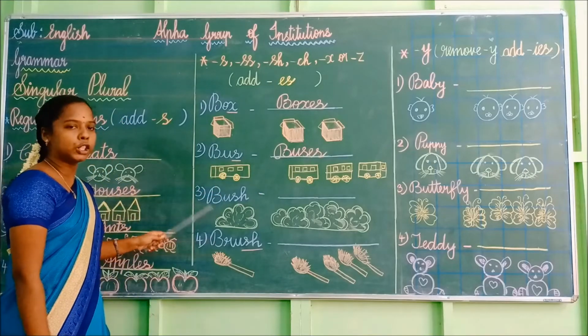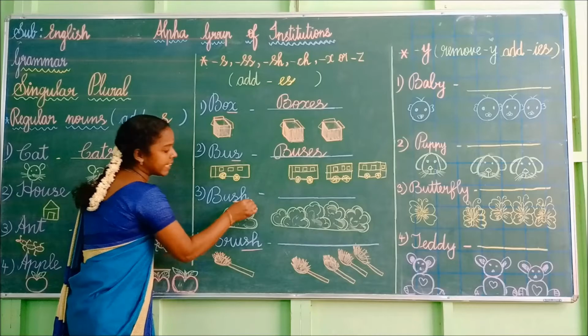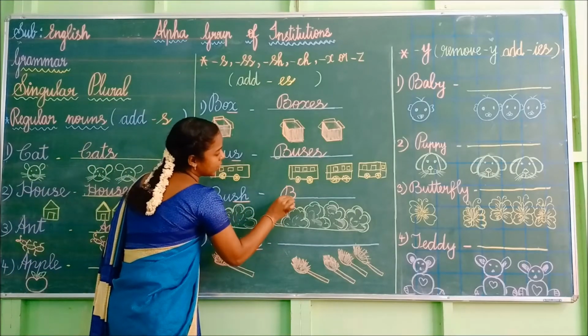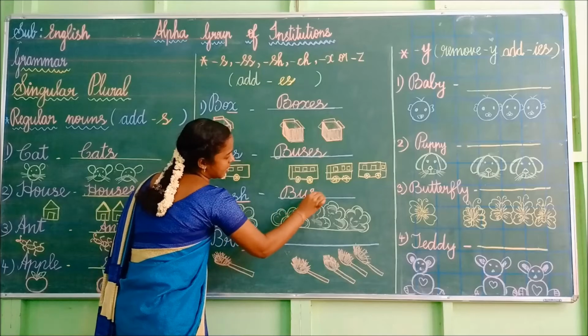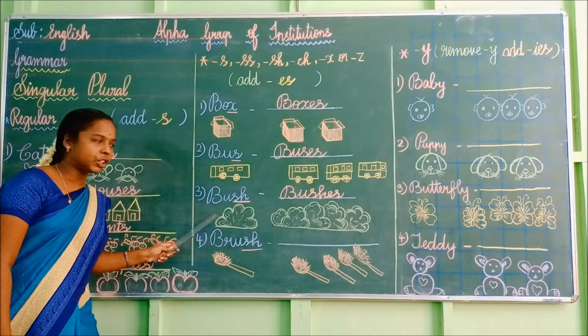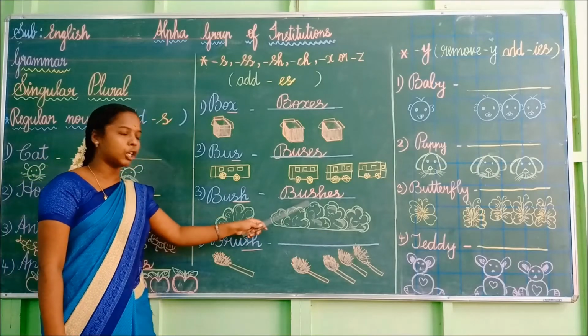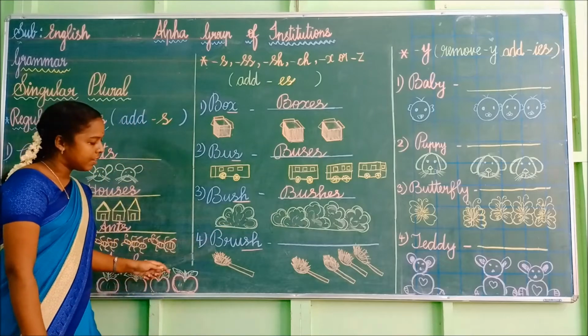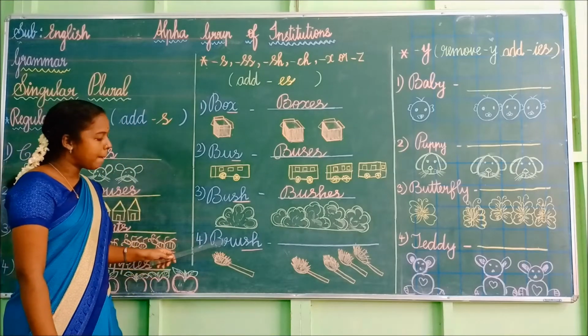Next one, bush. Here bush ends with the SH letter. So you have to add ES. Bush, bushes. The plural form of bush is bushes. B-U-S-H-E-S. Bushes. And the last one, brush.